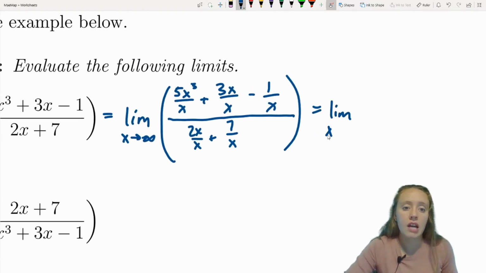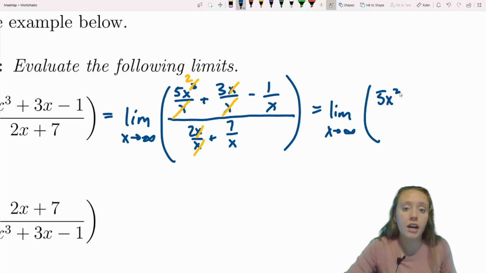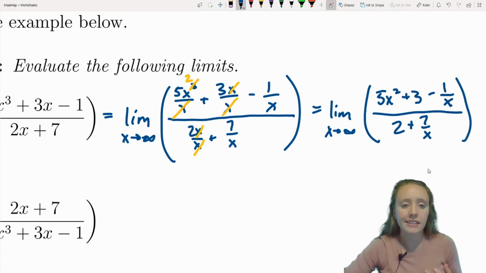If we take the limit as x approaches infinity of our function now, let's see what happens. This x in the denominator will cancel out with one of the x's in the numerator to leave us with x squared. This x will completely cancel out. I can't do anything to this third term in the numerator. And in my denominator, my x that's with 2 will cancel out, and I can't do anything to that second term. So rewriting this, I'll get 5x squared plus 3 minus 1 over x all over 2 plus 7 over x. Now, how exactly did that help us?